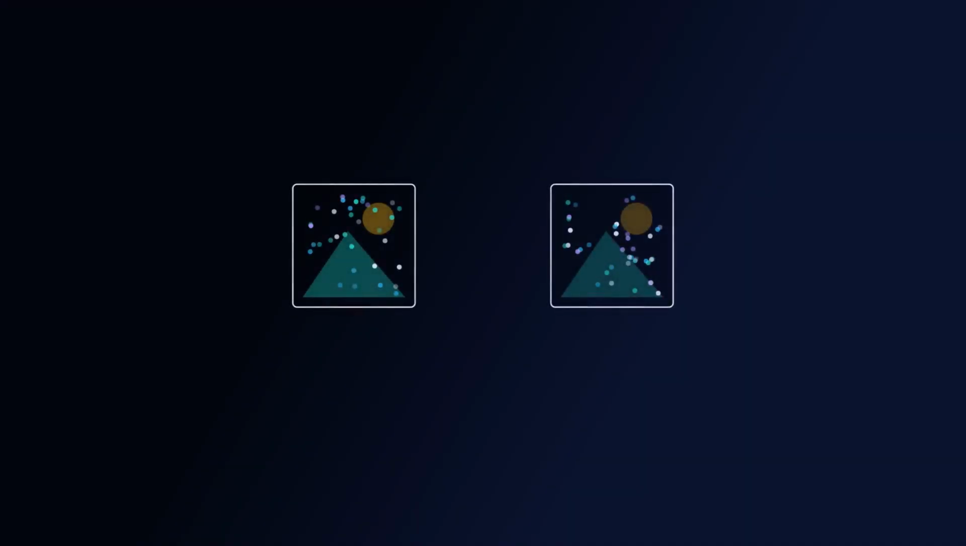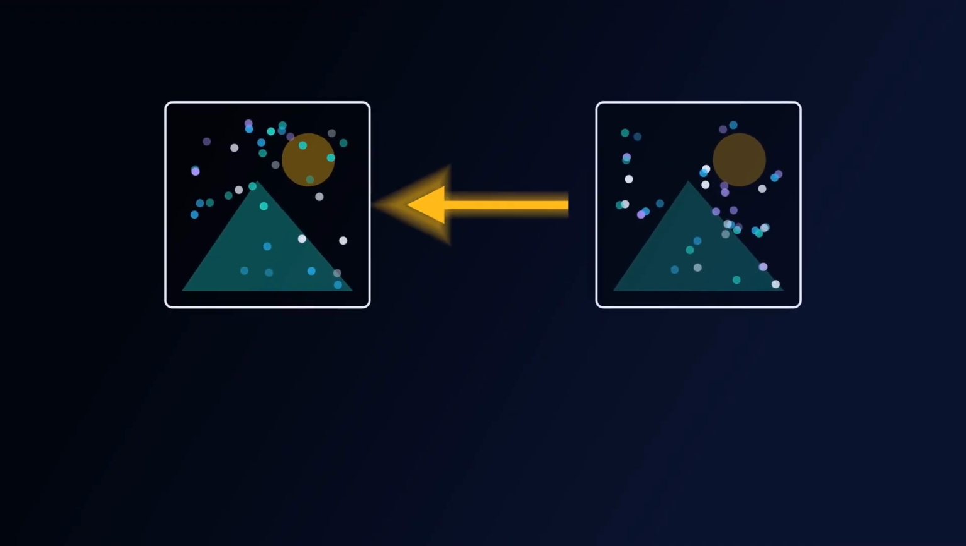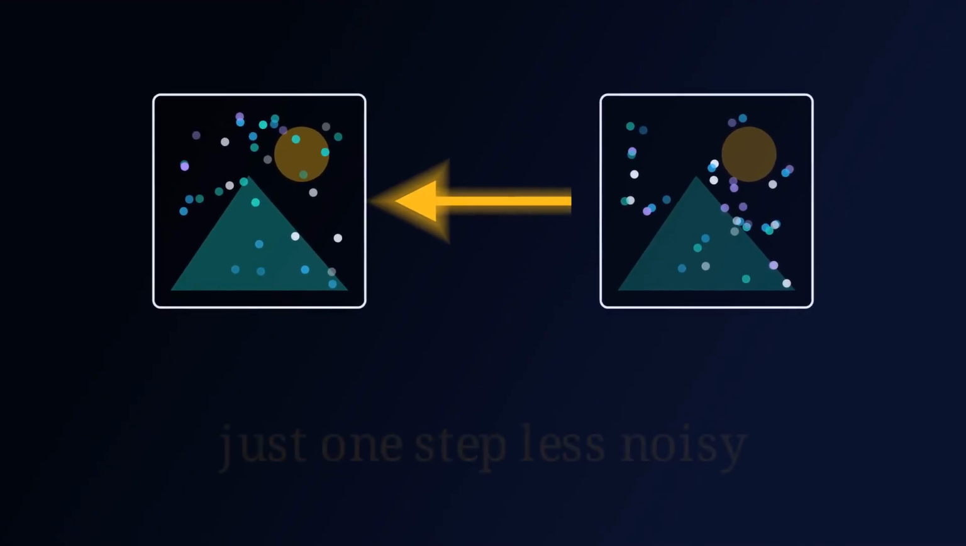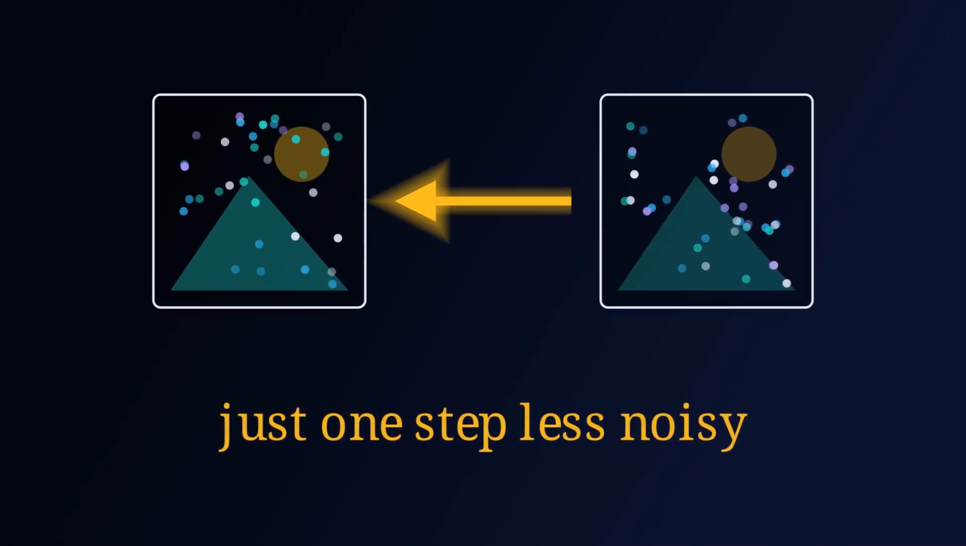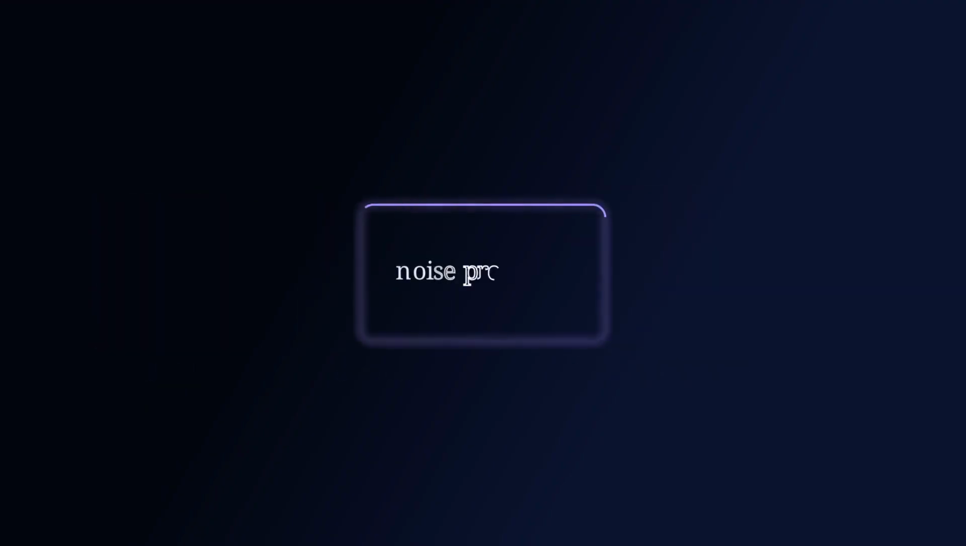Here's the key insight. We don't try to leap all the way back in one impossible bound. We only ask a much humbler question. Given this slightly noisy image, what did it look like just one step less noisy? Undoing one tiny step is a far gentler request. The two frames are almost identical. The difference between them is just a small specific patch of noise. And predicting that small patch of noise turns out to be something a neural network can learn to do remarkably well. So let's reframe the entire problem.